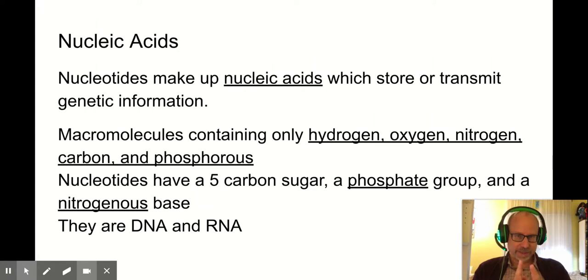So, okay, the nucleotide has three parts. It has a 5-carbon sugar, which is going to be in the shape of a pentagon. It has a phosphate group, which actually looks like a little cross. It's kind of funny. And then a nitrogenous base. The nitrogenous base is the information. There are 4 bases in DNA, the G and the C and the A and the T. Every single nucleotide has one of those 4 bases. It is either an A, a T, a C, or a G.